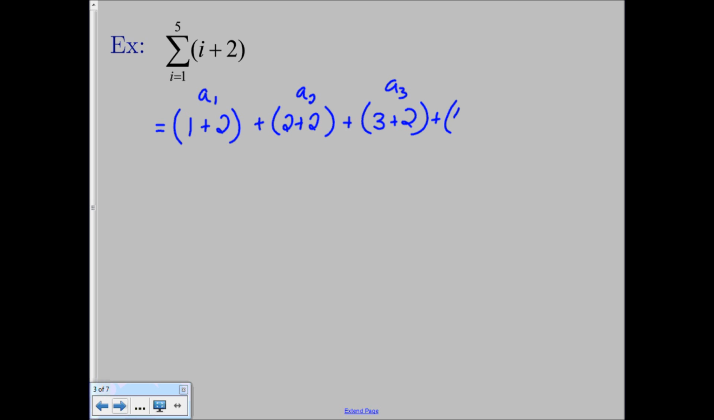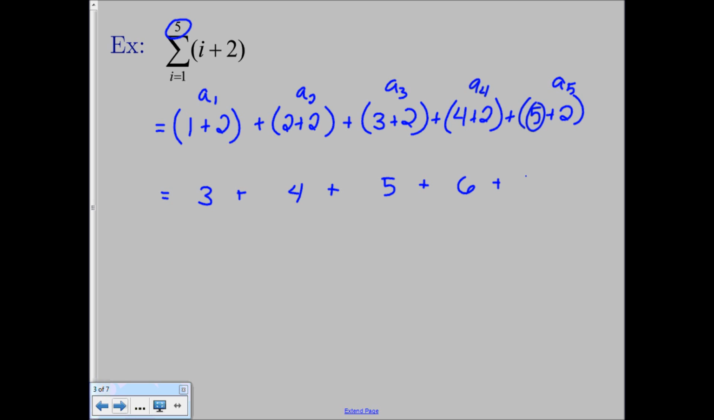To find a4, we're just going to plug in 4 for i, so 4 plus 2. And then our last term is a5, so we're going to do 5 plus 2. And now we know to stop because the 5 matches the number up here on the sum. So once you reach plugging in that number, you know to stop. Now what we're going to do is simplify. So we're going to get 3 plus 4 plus 5 plus 6 plus 7. And now all we have to do is add them together.